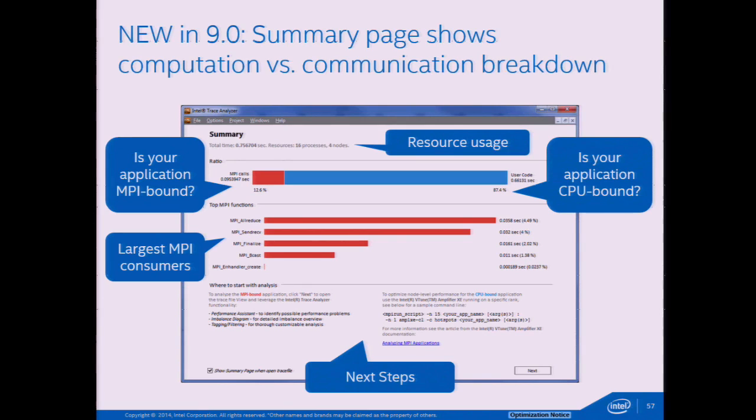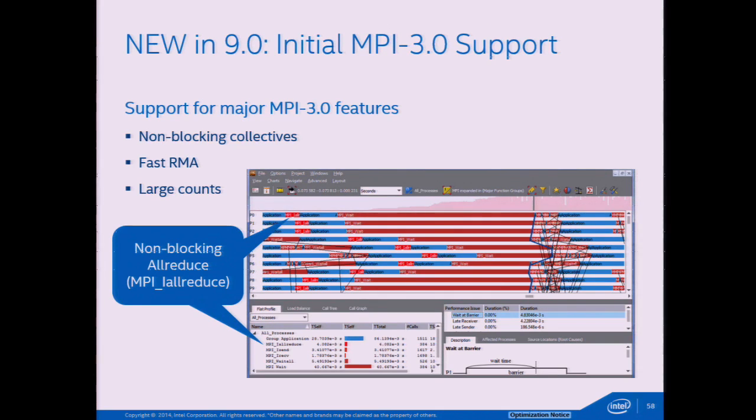If it is computation or CPU bound, then it gives you an example of a command you can run. I don't know if Gary mentioned this, but VTune does support running under MPI applications. So you could get VTune level analysis for each of your individual MPI ranks. This will give you an example command that you can run to enable VTune for that. And then, of course, since Intel MPI supports MPI 3, the trace analyzer and collector certainly supports MPI 3 as well. This is just an example of doing a non-blocking all reduce.